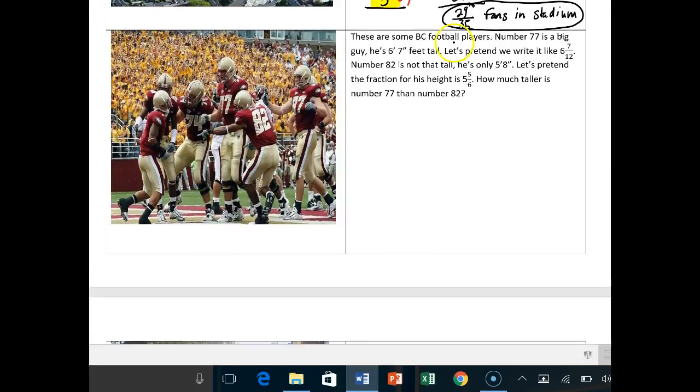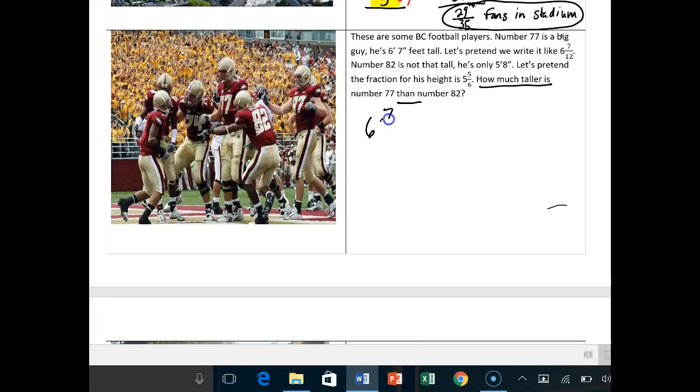So these are some BC football players. Number 77 is a big guy. He's 6'7" feet tall, excuse me. Let's pretend we write that like 6 7/12, right? 6 feet and 7/12 inches. Number 18 is not that tall. He's only 5'8". Let's pretend we write his fraction as 5 5/6, right? How much taller is number 77 than number 18? So this key phrase, how much taller is number 77 than number 18? That should immediately let us know, hey, we need to subtract.